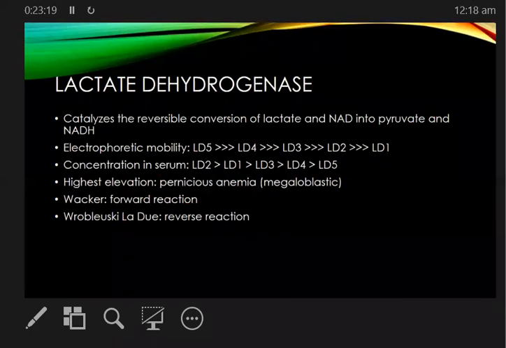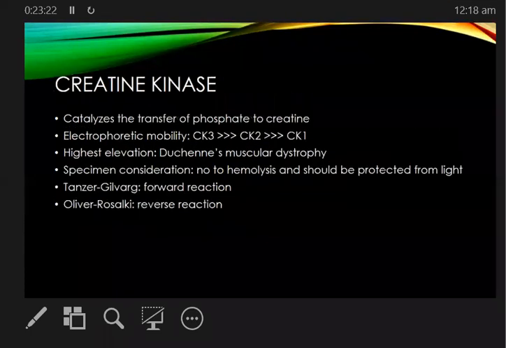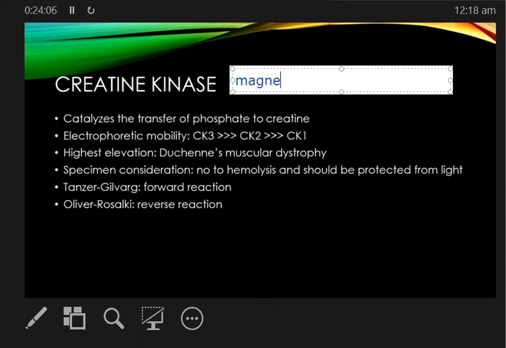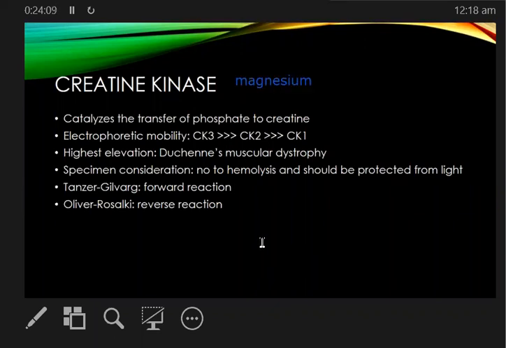Next, we have our creatine kinase. What class of enzyme is this? Very good, we have a transferase enzyme. It catalyzes the transfer of phosphate to creatine. It is involved in the reversible phosphorylation of creatine in order to form ATP. Take note that the activator needed for creatine kinase is the magnesium ion.